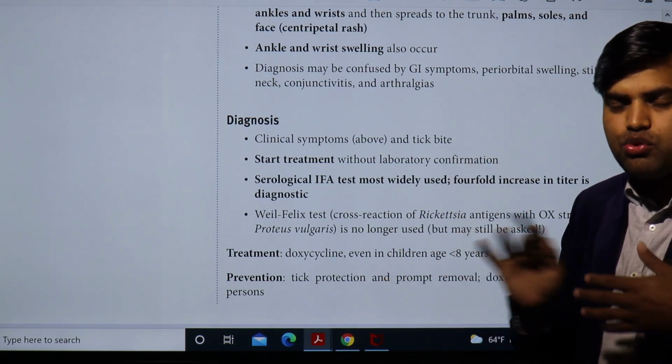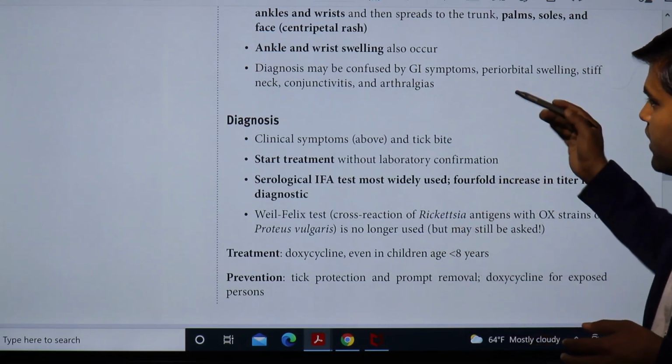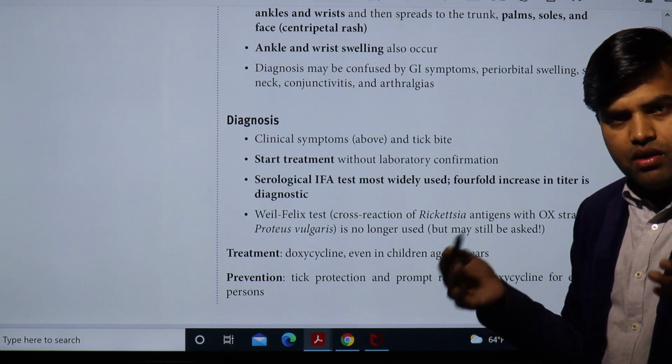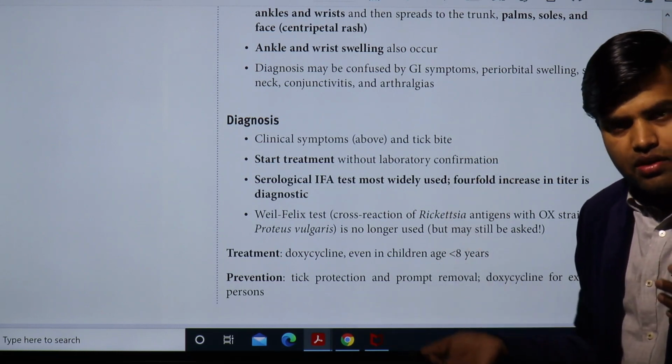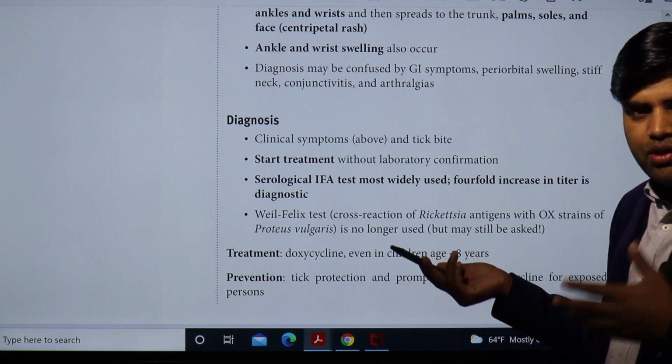In Neisseria meningitis, you do not have rash on the palm and sole. There will be no ankle swelling, so that we can differentiate clinically as well. And obviously, by doing the CSF puncture, you study the spinal fluid, and in Neisseria there will be the organism.